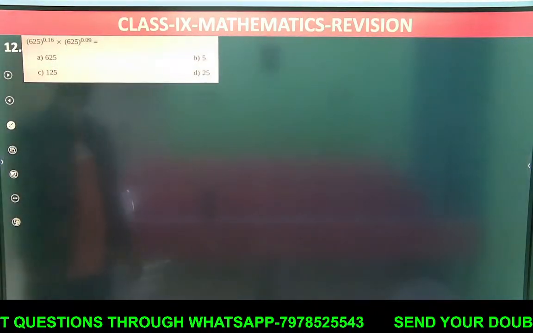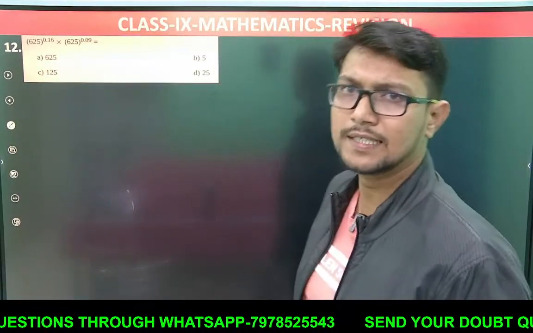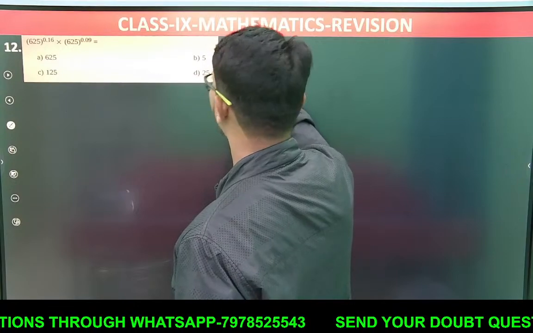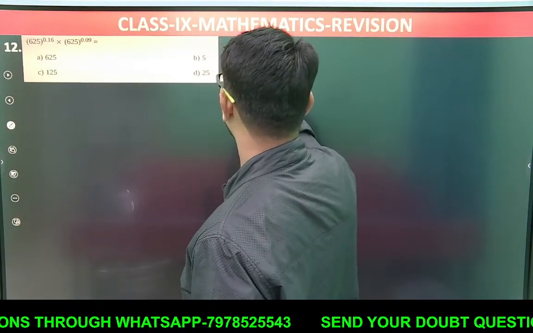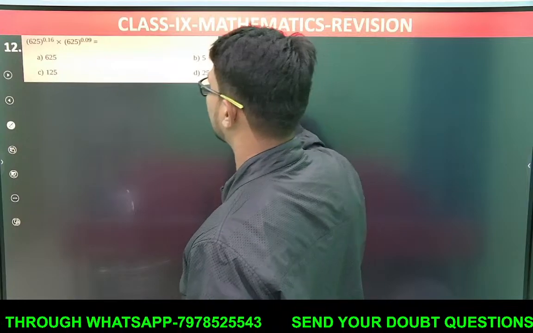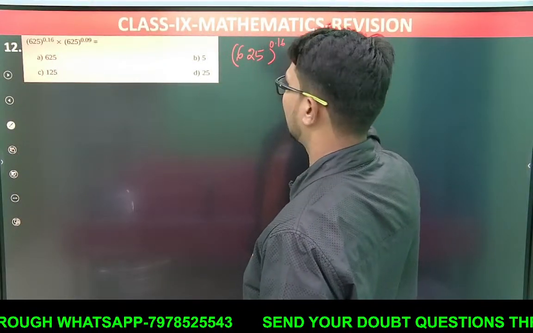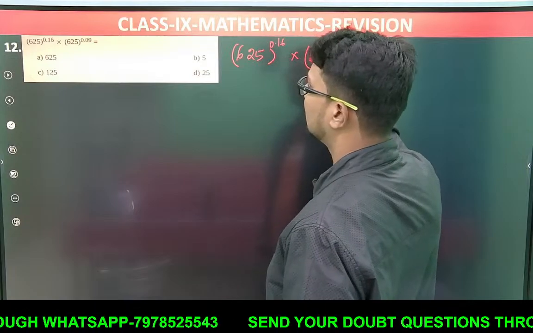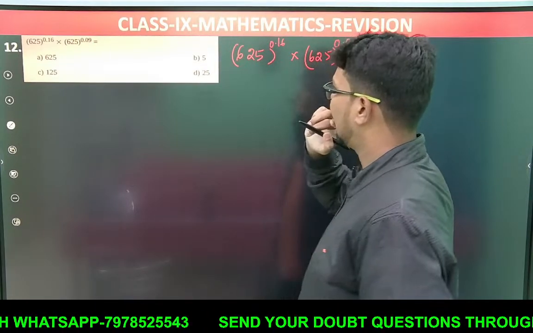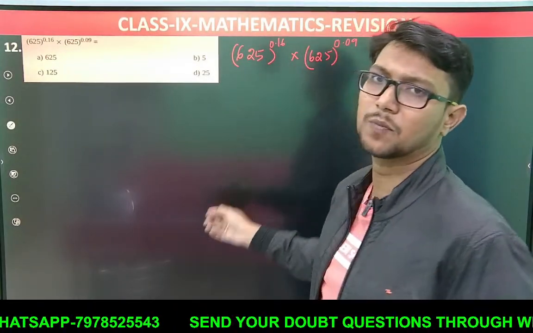This is the question. The question is saying (6/25)^0.16 into (6/25)^0.09. First, we know these two are coming from the exponent chapter.